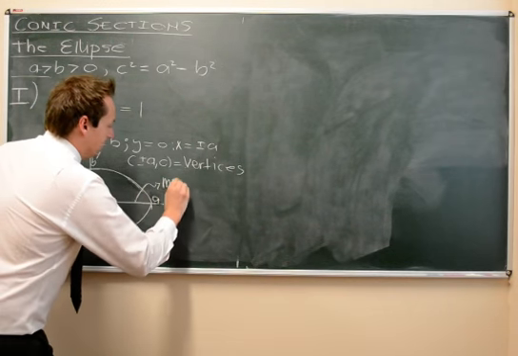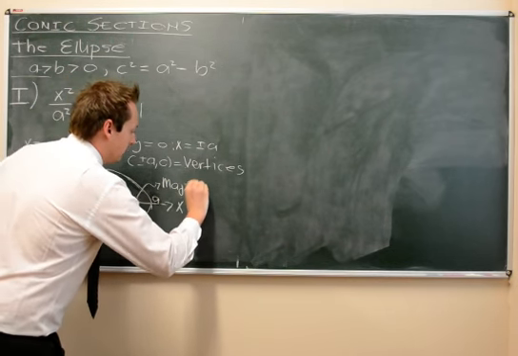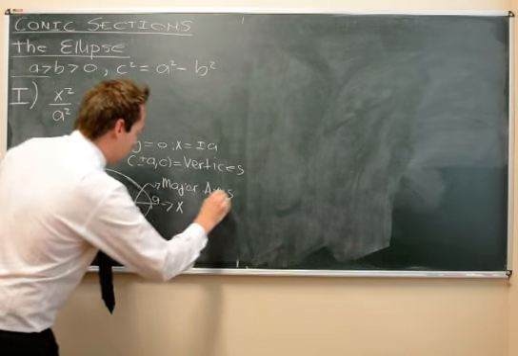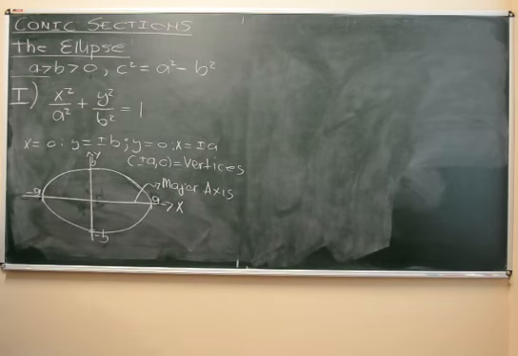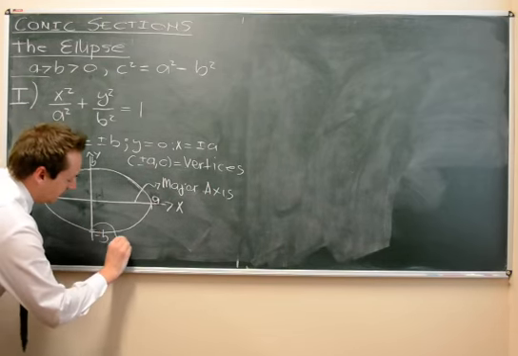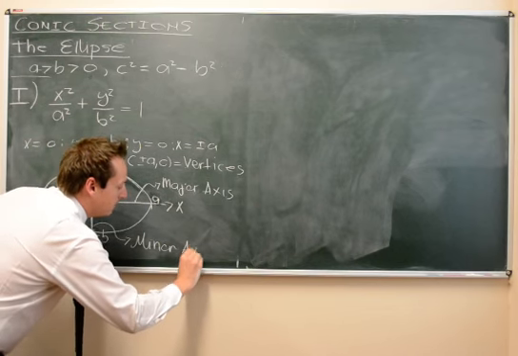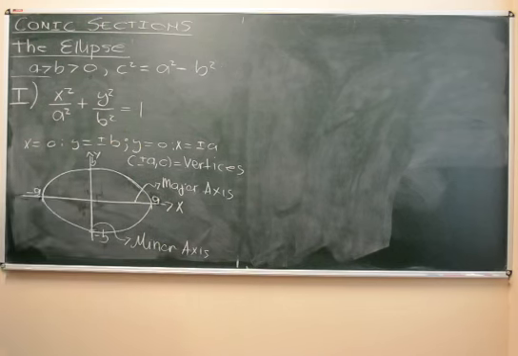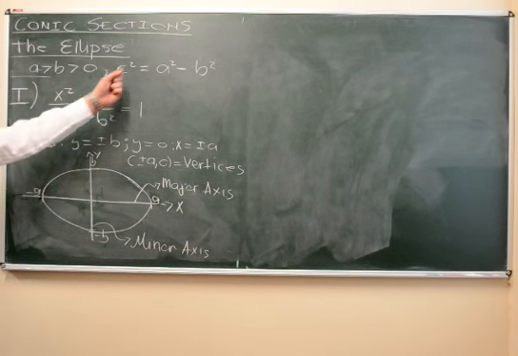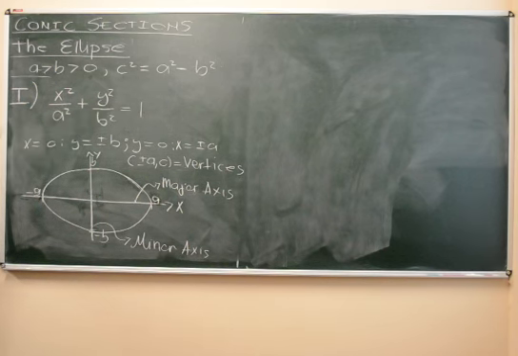So the axis on which the vertices lie, we call the major axis. And the other axis of symmetry, of course, we're going to call the minor axis. Right. Now, what does this c have to do with anything? The c squared we have here.